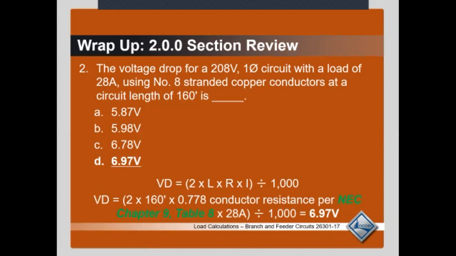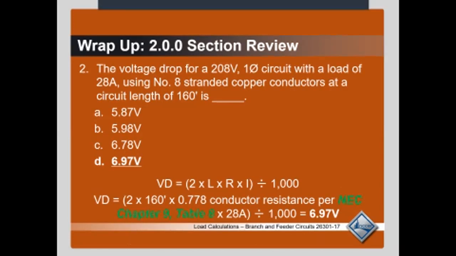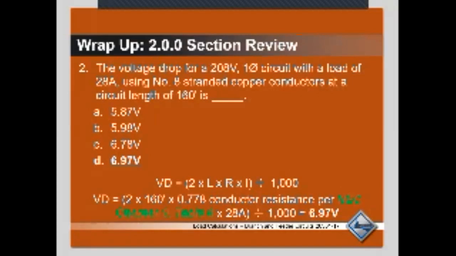Four, 5, 12, table 8, here we go. Conductor properties. And it said it was a number 8 stranded. So you scroll down till you see a number 8. And then you see stranded by looking at quantity, the column where it says 1 and 7. So 1 is solid, 7 means there's 7 individual conductors making that strand.